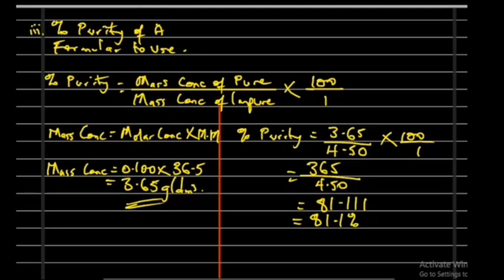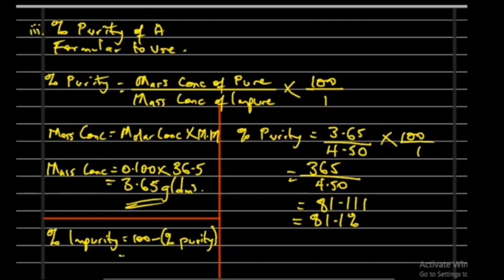And for us to get the percentage impurity, let me just put that here. Percentage impurity equals 100 minus percentage purity, and so we have 100 minus 81.1, which is going to give us 18.9%. So this one here is the percentage purity, and here is percentage impurity. That is what that question is looking like.